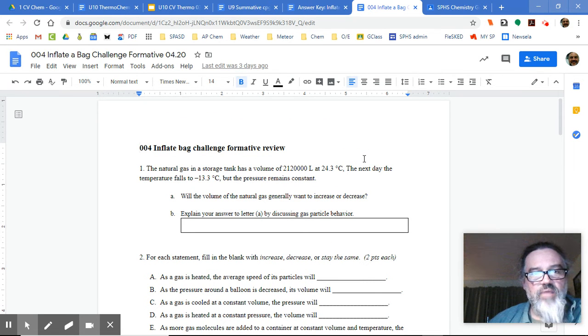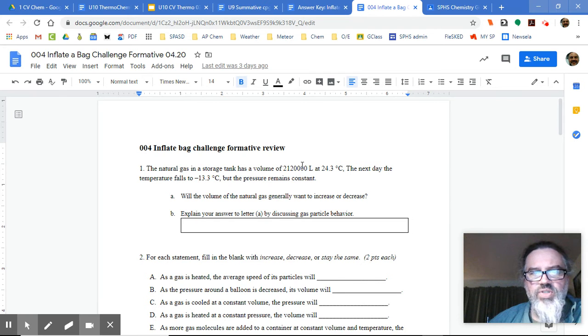So, first of all, the first question: a natural gas in a storage tank has a volume of 2,120,000 liters at 24.3 degrees. The next day it falls to 13.3 degrees below zero centigrade. Obviously, that's a very large temperature change when you think about degrees Celsius. Will the volume of the gas naturally increase or decrease, and explain your answer?